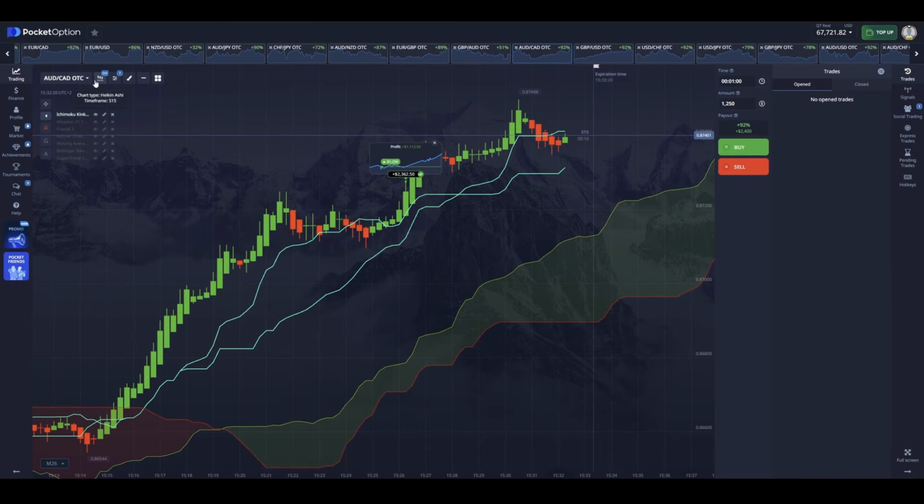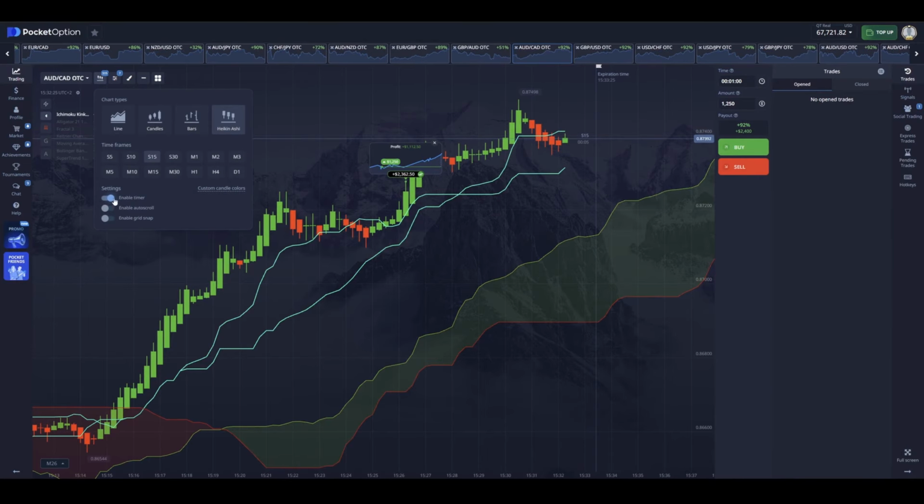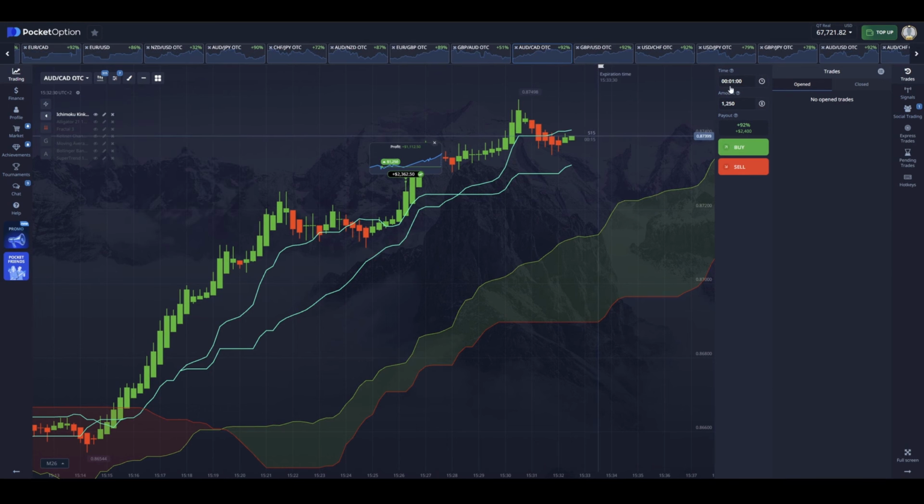You log into the platform. First, you need to set Heikinashi candles, set 15-second candles, and make sure to display the time. Once you set all that up, now let's talk about the trade duration.